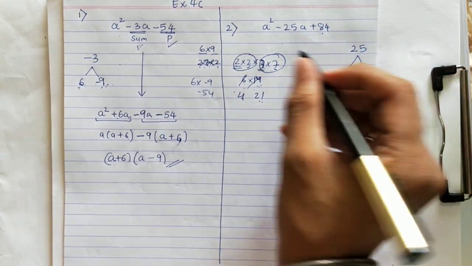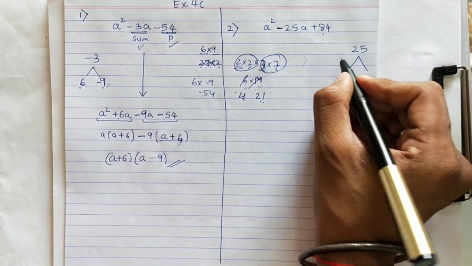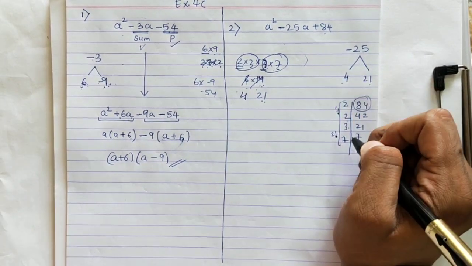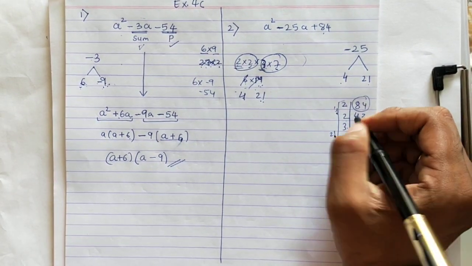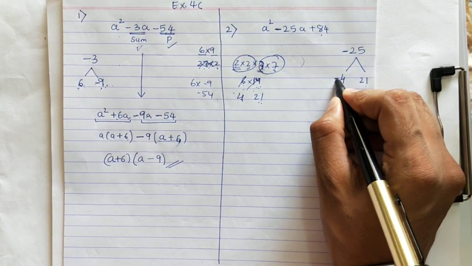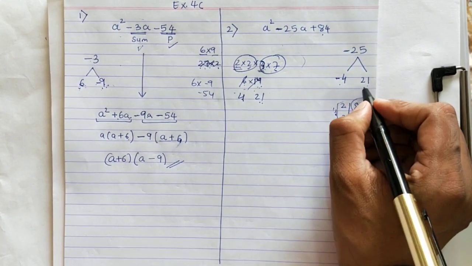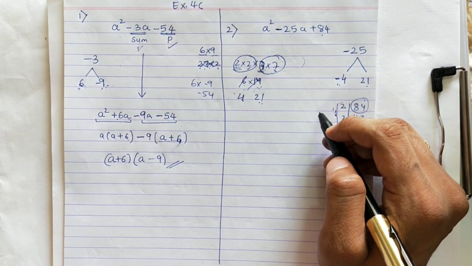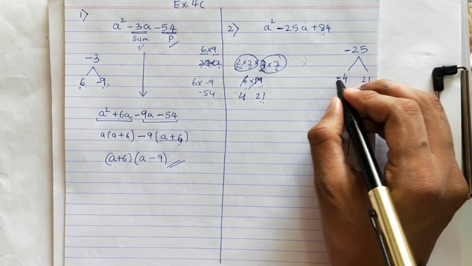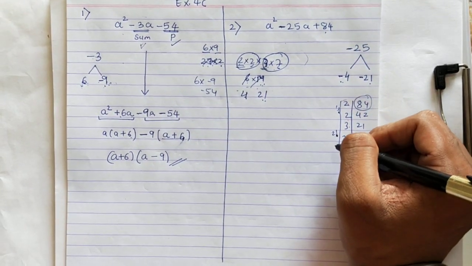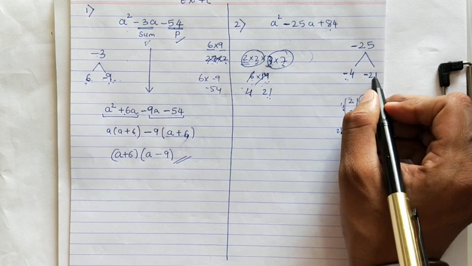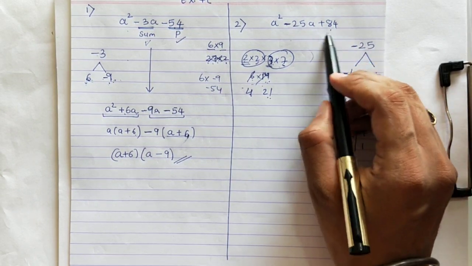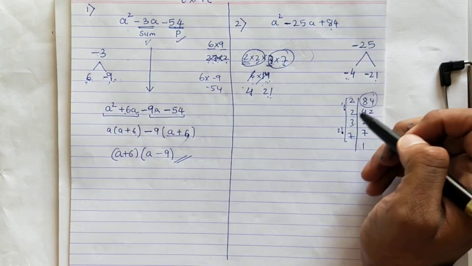But there is minus 25 here, minus. So I need a minus sign here. But when I add 4 plus 21, I will get plus 25. So what to do? If I make this minus 4, then 21 into minus 4 will give me minus 84. This also will not work. What will I do? I'll make both these minus. Okay. If you make both minus, what will happen? Minus 4 into minus 21 will give me plus 84. Correct? The first condition is satisfied.